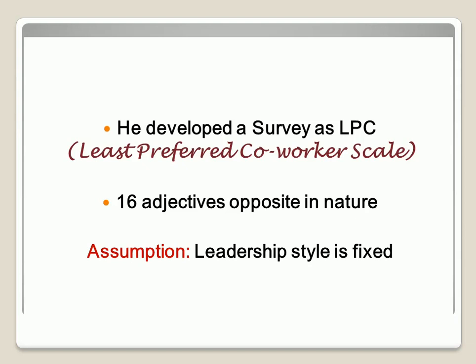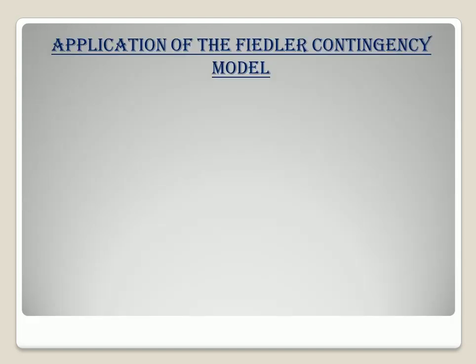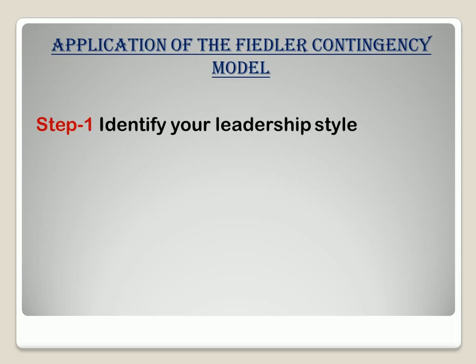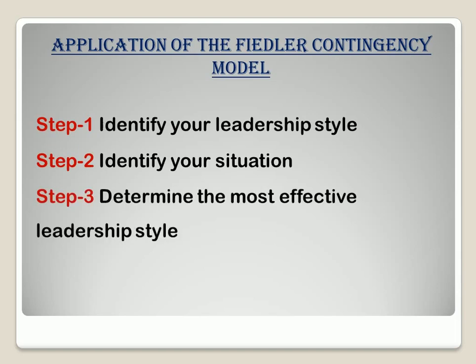First, I'll tell you the application, the steps, how you have to apply the scale and how you have to identify the leadership style, and then I'll explain all the steps to you. So, for the application of Fiedler's contingency model, the first step is to identify your leadership style, the second step is to identify your situation, and the third step is to determine the most effective leadership style.